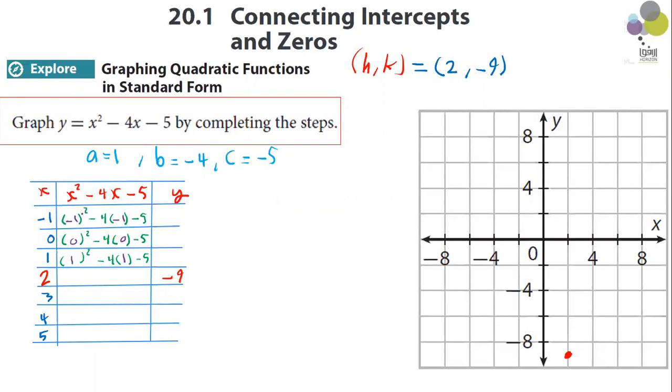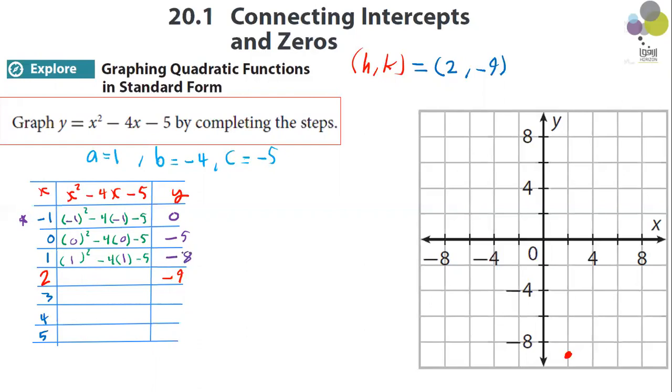And we get the value of y now for this one. (-1) squared is 1, 1 plus 4 is 5, 5 minus 5 is 0. Then for 0: 0 minus 0 minus 5 will be -5. For 1: 1 minus 4 is -3, minus 5 is -8.